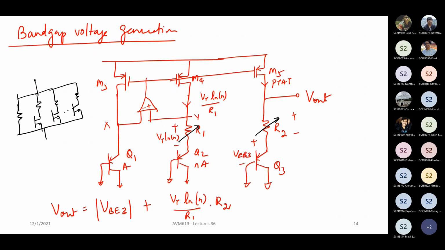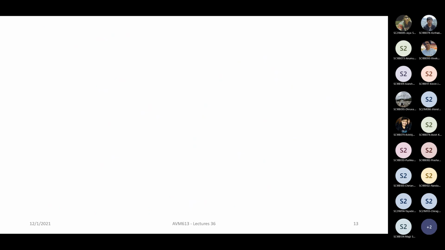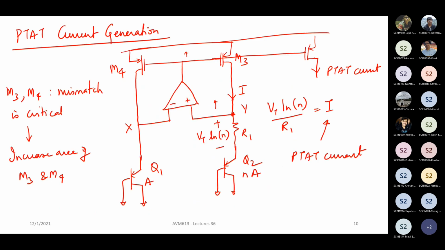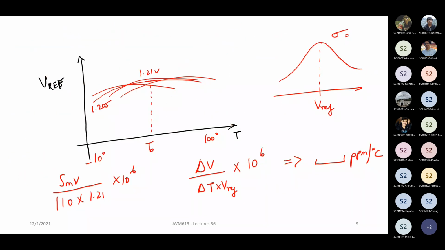Apart from that, the op amp will take care of all the other VT variations, threshold voltage variations and all that, right? The only thing is the mismatch between the transistors. That's a random mismatch, a random offset, which will result in this kind of a bell-shaped curve that you would get. Okay. Is it clear?